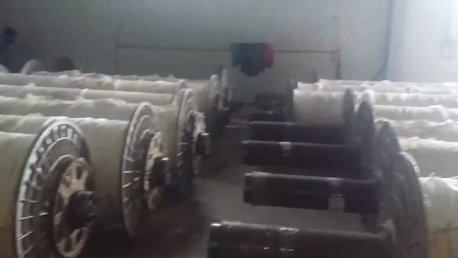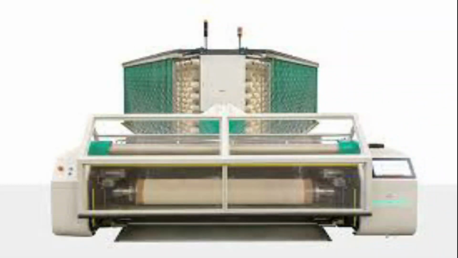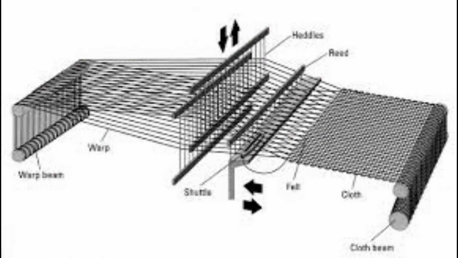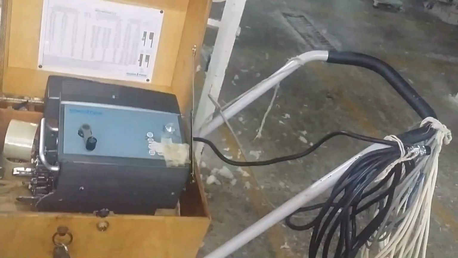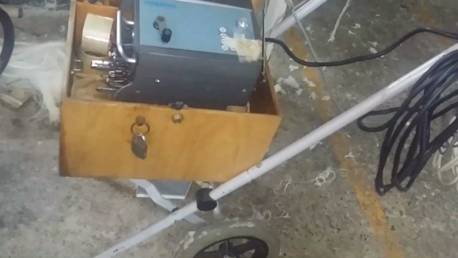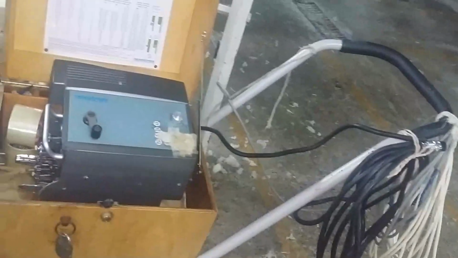Preparation stage, before weaving. This stage ensures that the warp and weft yarns are ready for weaving. Selection of yarn: choosing the right type of yarn, cotton, wool, silk, synthetic, based on the required fabric properties. Warp preparation. Creeling: placing yarn packages on a creel, a holding rack, to feed the warping machine.